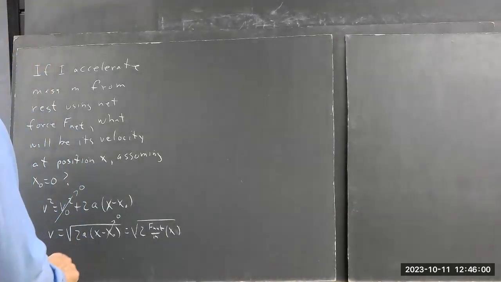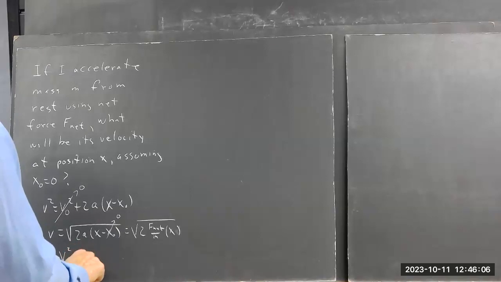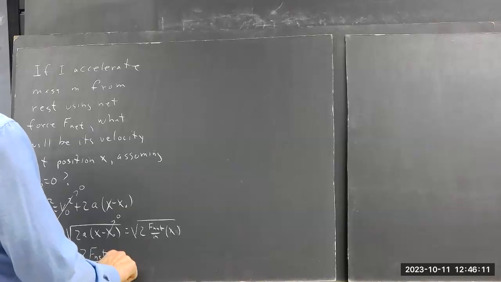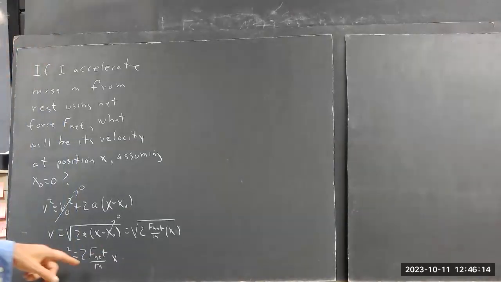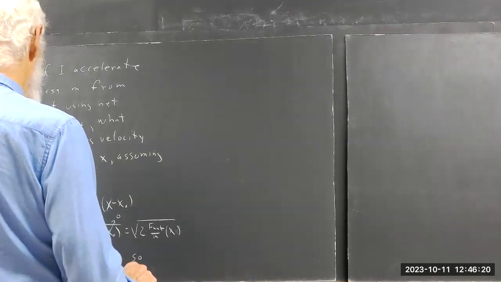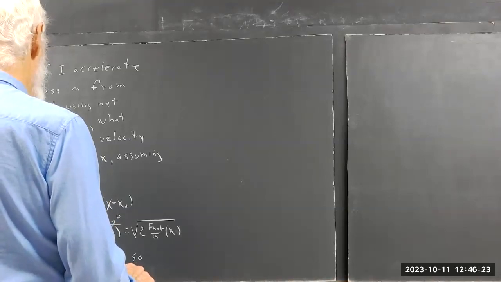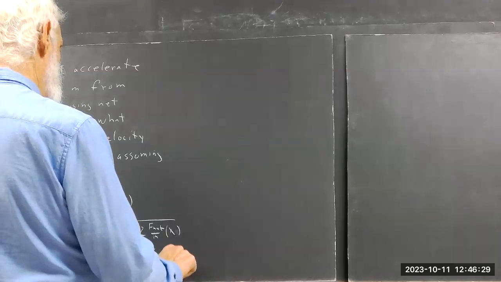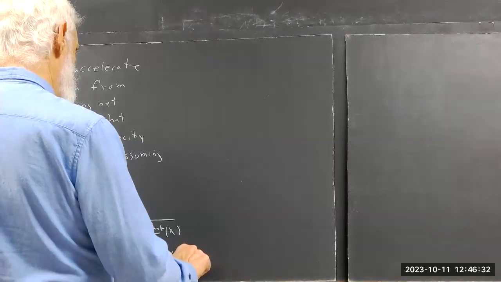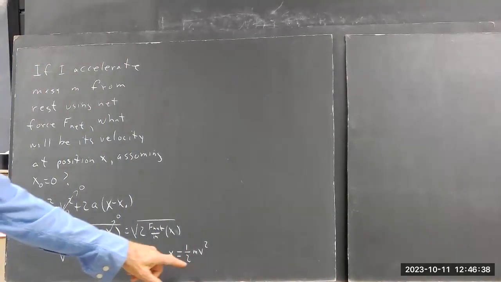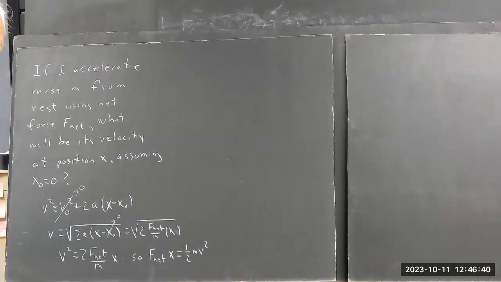X naught is also 0, since we said that x naught was 0. Okay. Well, that's what we get, but I'm going to go back to what V squared is. V squared is this product. F net x equals 1/2 m v squared. Okay.